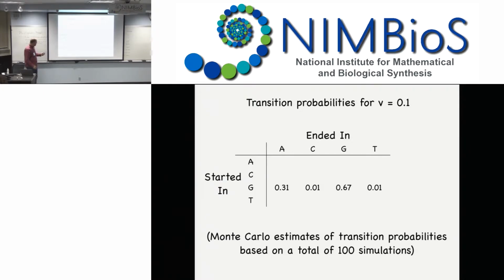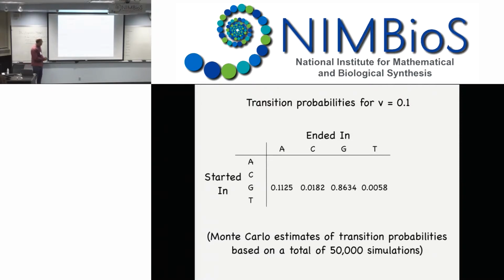Now, of course, if you did 100 simulations, you might imagine these probabilities aren't very accurate. So here's the same probabilities, but based on 50,000 Monte Carlo simulations. So these should be pretty close to the exact probabilities. They're Monte Carlo estimates, so there's going to be some Monte Carlo error. But what this means is that the probability of ending in an A, conditional on starting in a G, is about 0.11. Okay?